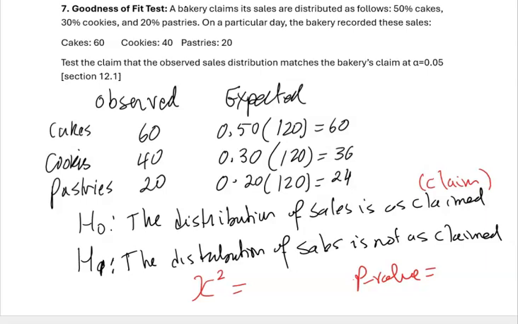Okay, now this is section 12.1, a goodness of fit test. He will give you information about a given distribution of items, and then he'll ask you if this distribution is still valid or not.